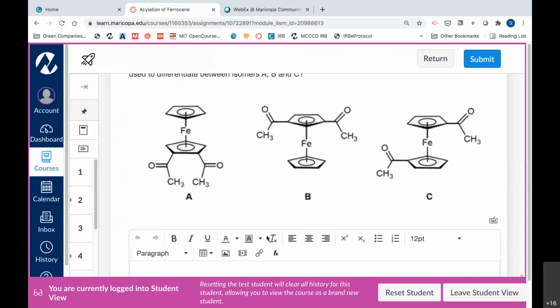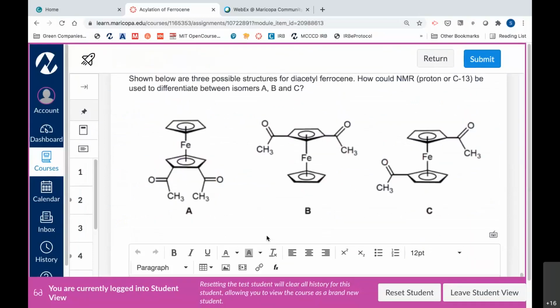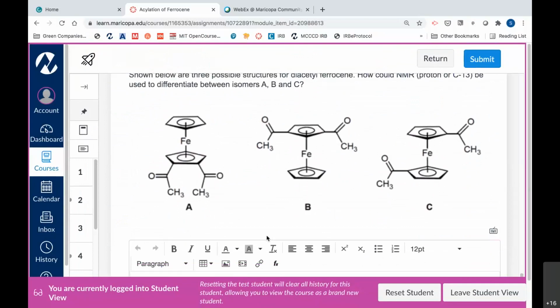I think this might be the last question. This is an NMR question. It can be proton or carbon-13. You have to use this spectroscopy method to find out how you can distinguish these different, all of them are diacetylferrocene. They're not what we're making in the lab. These are your side products.